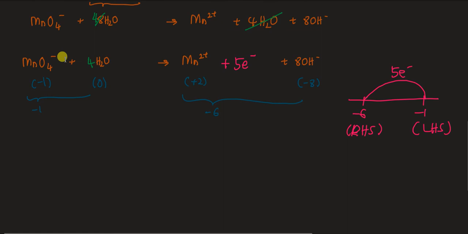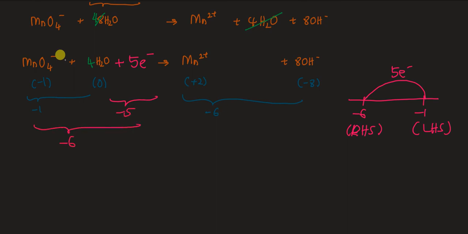Here is -6, oh, I'm sorry, I've made a mistake here. We add it on the left hand side, so the electrons should be here. 5 electrons. Okay, so we must check the charges again. So here is -1, -5. So this is -6. And here +2 on the right hand side, +2 plus -8, -6.